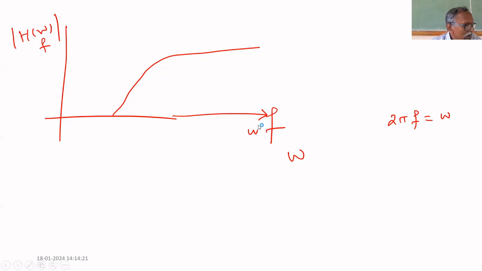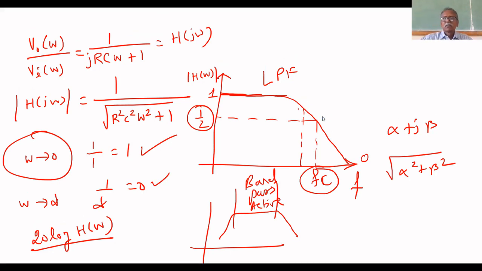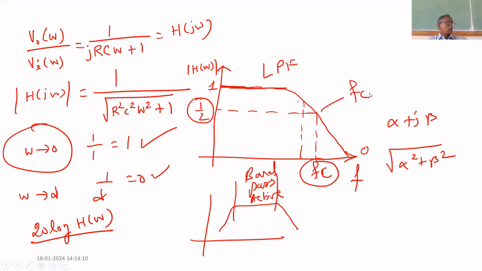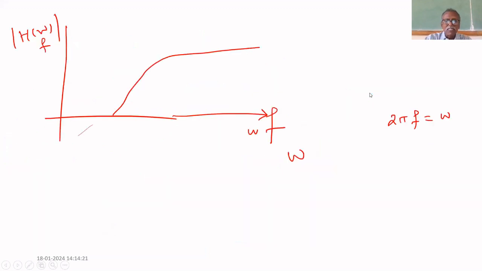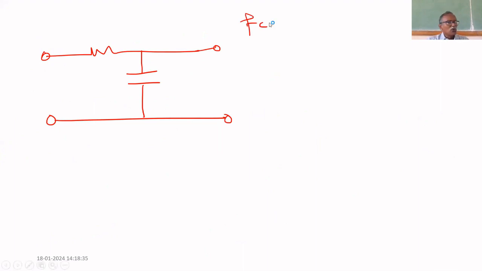Now, let us design. What is the cutoff frequency for this? The cutoff frequency Fc will be given, and you have to design a circuit. Then designing a low pass filter means what? What is a low pass filter? This is the low pass filter, the low pass RC filter. Suppose I gave Fc, the cutoff frequency. What you have to do is find the value of R and C, that's all. If you find the value of R and C, then you designed a low pass filter. So finding the value of R and C is called designing a low pass filter.